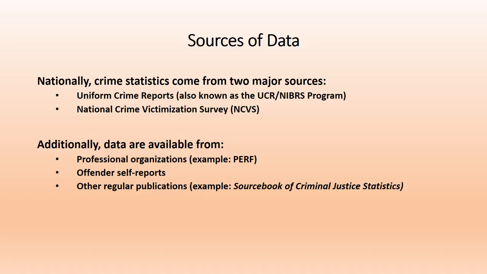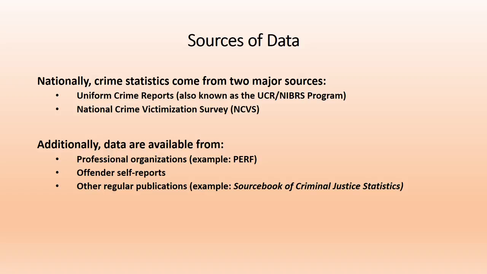There are some additional avenues for data. One is called PERF. Another one is offender self-reports, where you actually interview offenders and see what they have to say based on a questionnaire. And then there's a source book called Criminal Justice Statistics by the NIJ, and some people use that to get crime statistics.